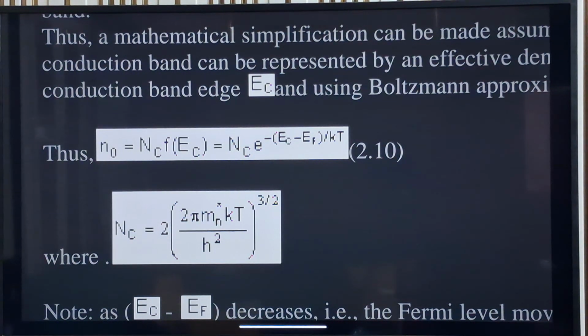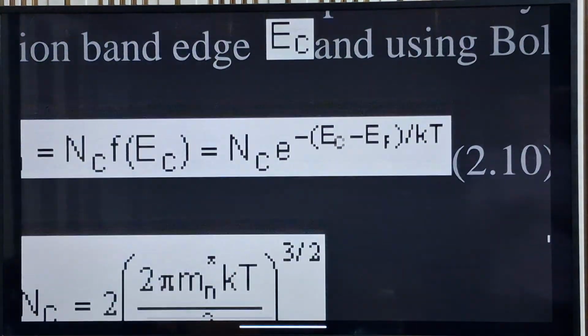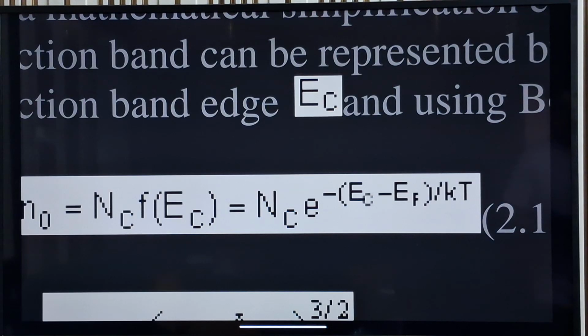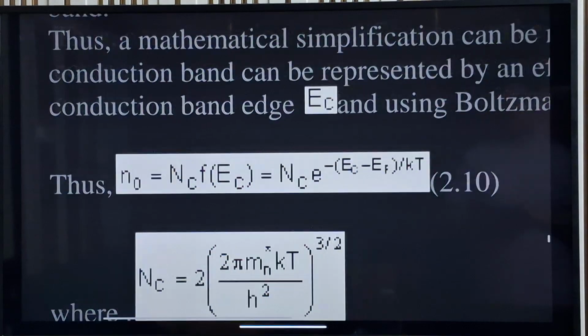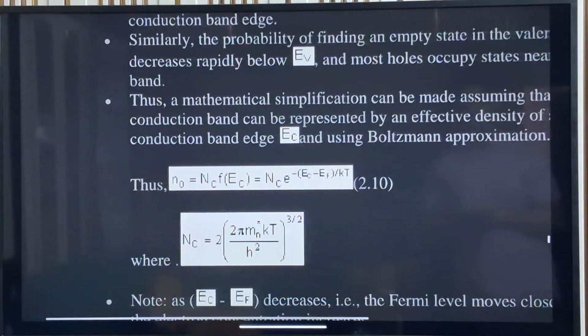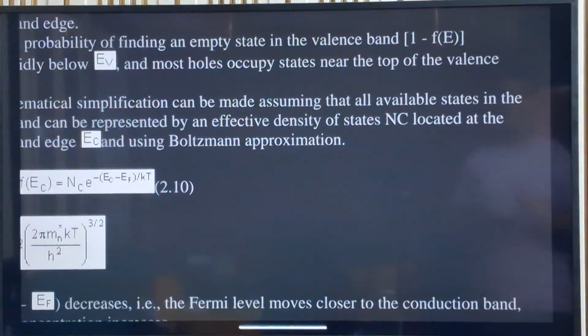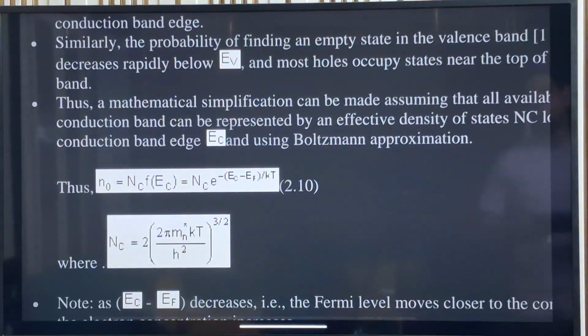Now, if you remember, the Fermi-Dirac distribution formula was Fe is equal to 1 by 1 plus e to the power (E minus Ef) by kT. And we have seen that by approximating that, we can get that Fe is equal to e to the power minus (E minus Ef) by kT. Since we are taking the distribution of the conduction band, we are basically doing Ec minus Ef. So we are replacing E by Ec in the formula, and Nc is basically the simplified form of the energy levels which we are taking. So basically it's the effective density of states Nc located at the conduction band edge.